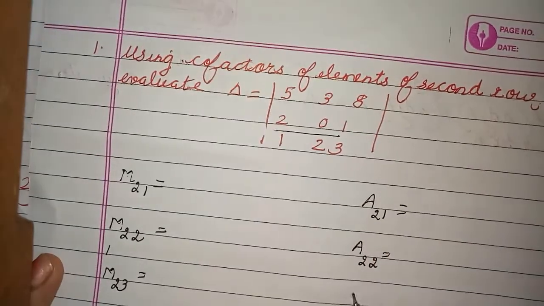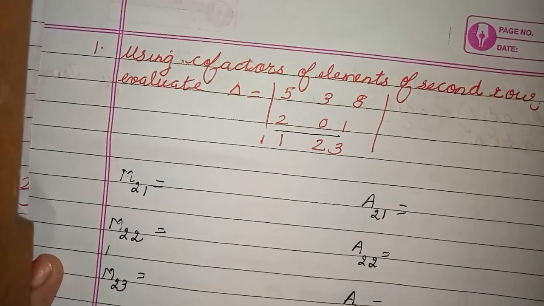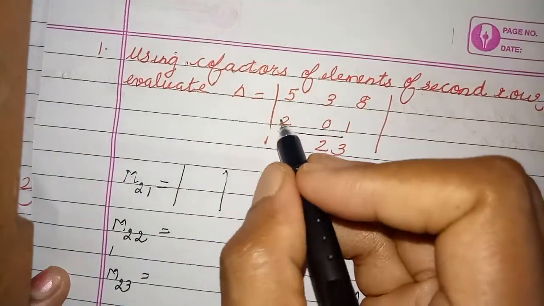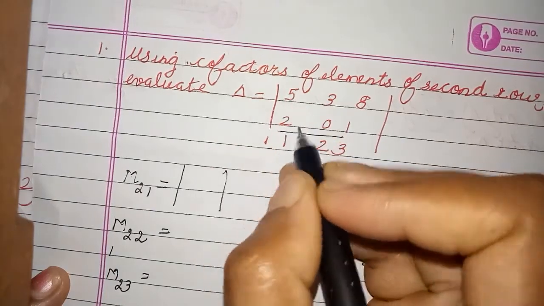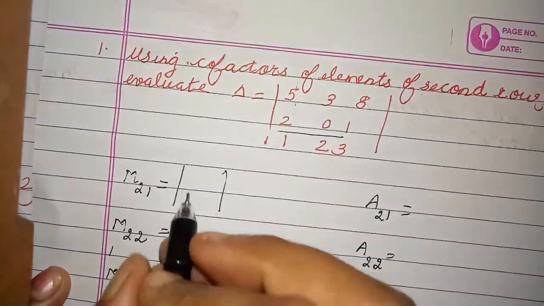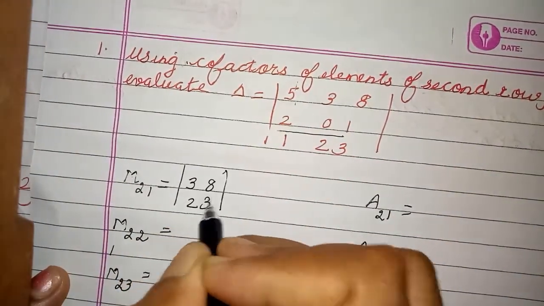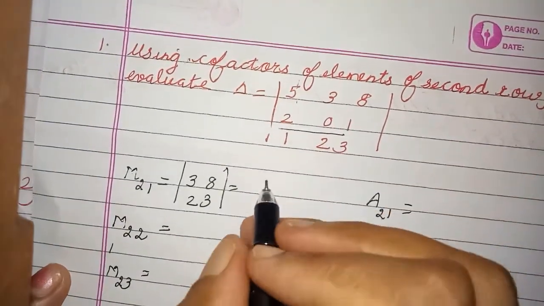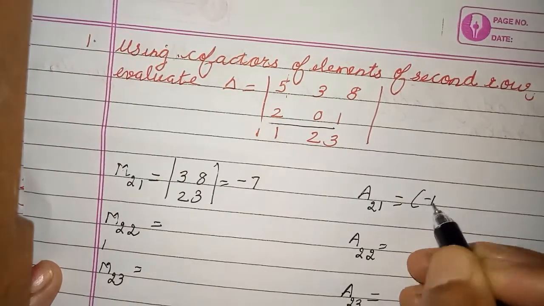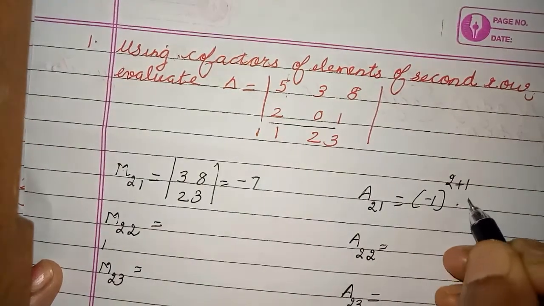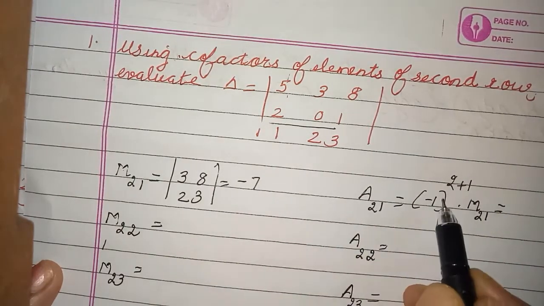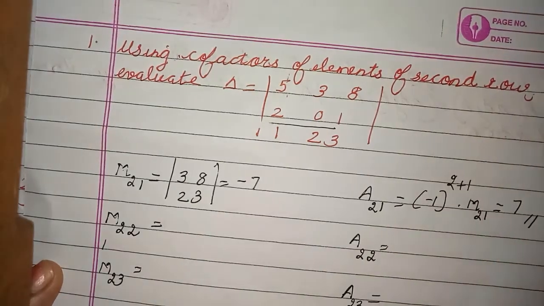You remember this from the last class. If you don't remember, please refer to the previous video. What do you mean by M21? M21 means you are going to delete that row and that column in which 2 is there. So if I put a cut here, delete that row and that column. What will be remaining, children? 3, 8, 2, 3. So how much is it? 9 minus 16, so that means minus 7. So here it will be minus 1 raised to 2 plus 1 times the minor M21. This position is negative, and minus of minus 7 will be 7.